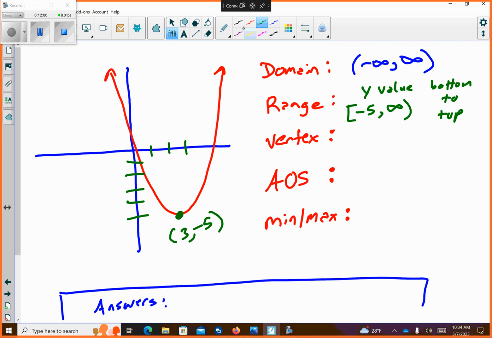Now, we already found the vertex, right? And then we should be able to do the axis of symmetry as well. So let me just pause there for a minute. Is there anything that I have written so far that you're not quite sure about?